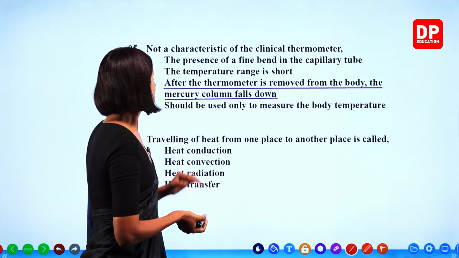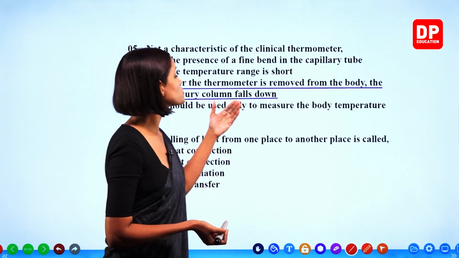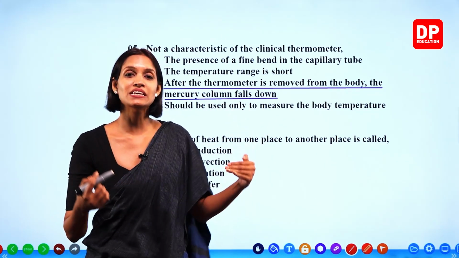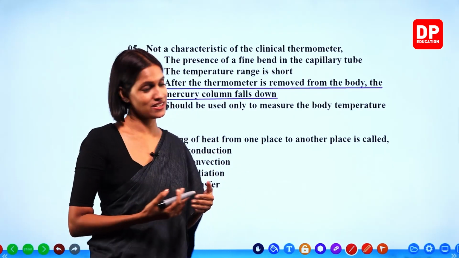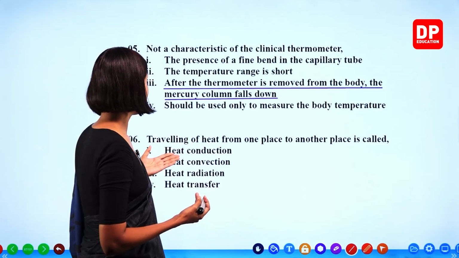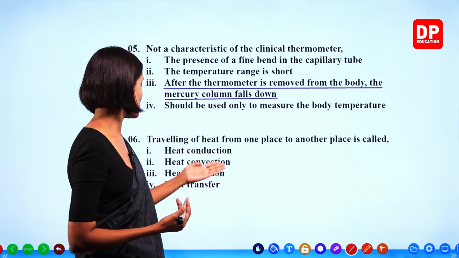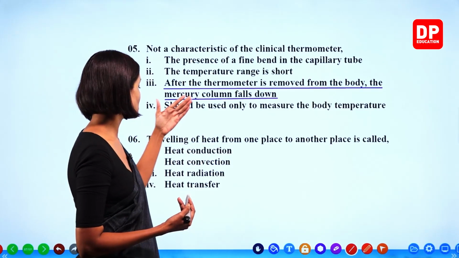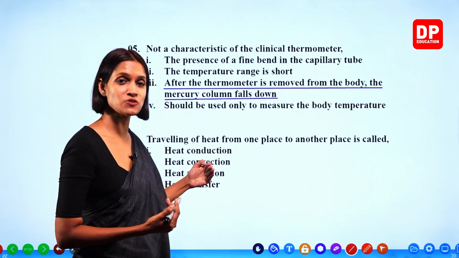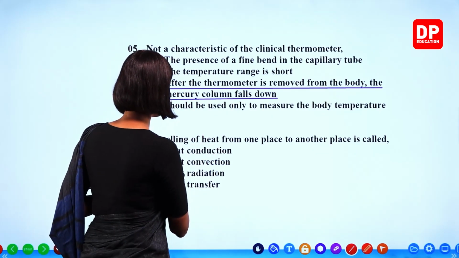Number 6. Traveling of heat from one place to another place is called heat transfer, right? Heat conduction, heat convection, heat radiation, heat transfer. Conduction, convection, radiation are the three methods of heat transfer. So the main answer is heat transfer.